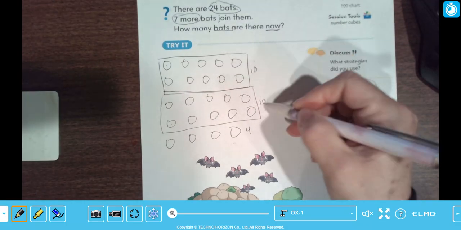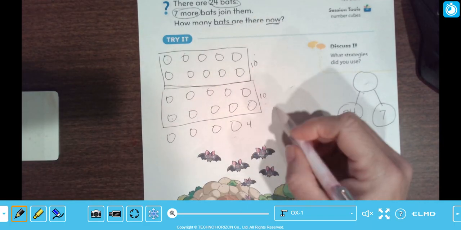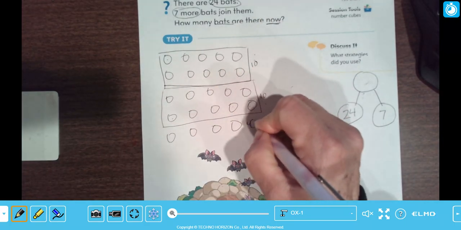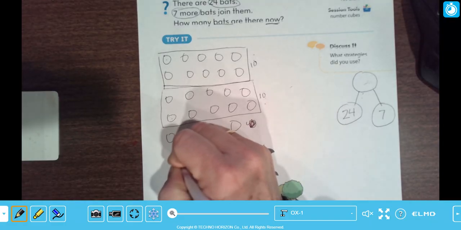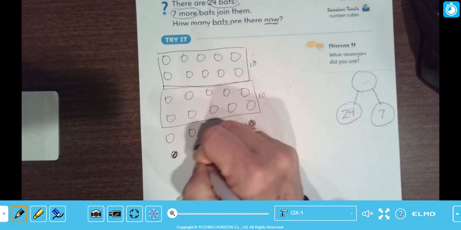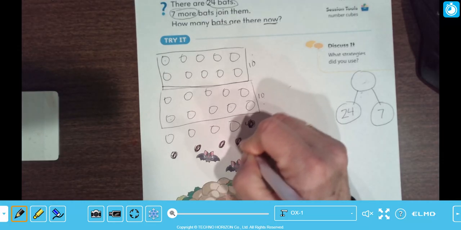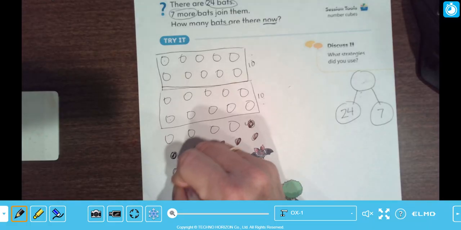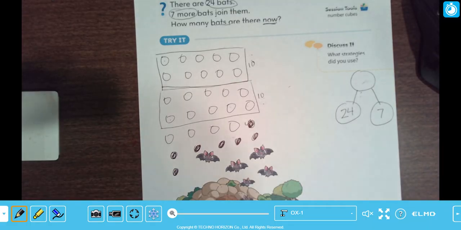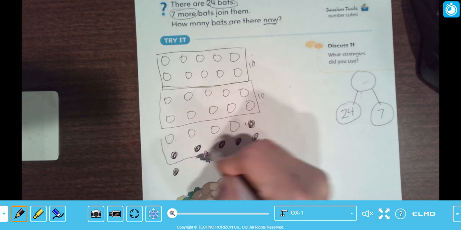Okay, so 24, and then 7 more join them. So let's draw 7 more. 1, 2, 3, 4, 5, 6, 7. All right. Now I have enough to make a 10 right here. I'm going to make another 10.